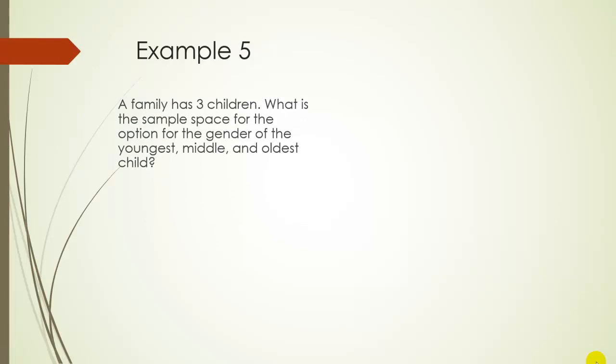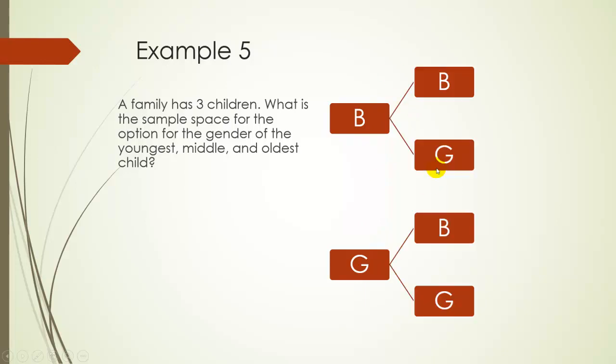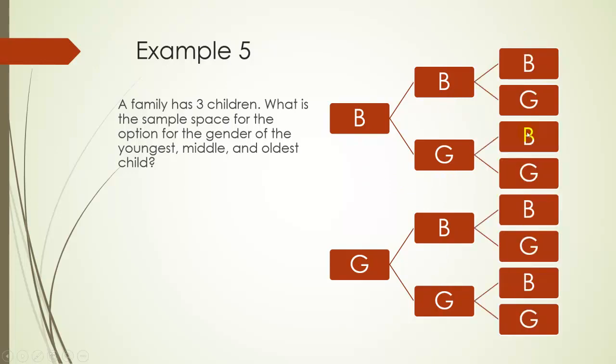So let's look at another example. Suppose a family has 3 children. What is the sample space for the option for the gender of each child, the youngest, the middle, and the oldest child? So again, we can have a boy or a girl for the first child. The middle child could either be a boy or a girl, and then the oldest child, or I should say the youngest child rather, can be either boy or girl. So the sample space would be BBB, BBG, BGB, etc.